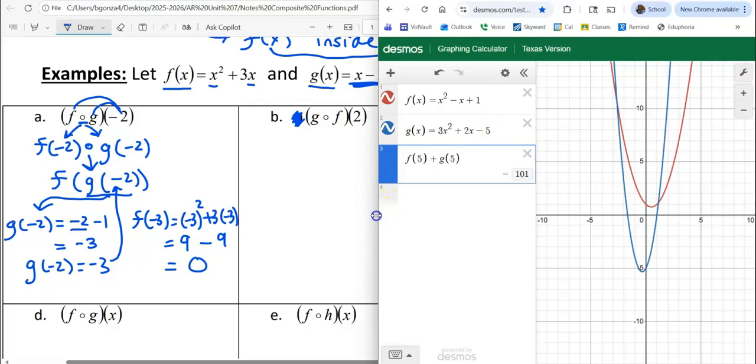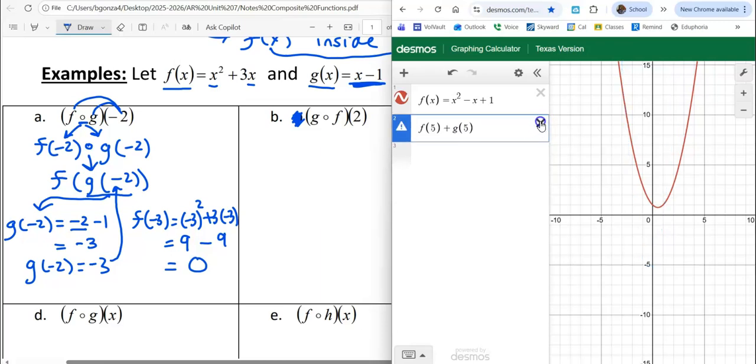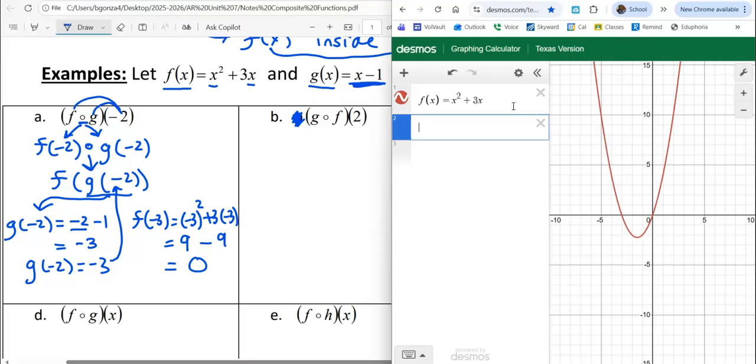Let's type this in. f of x equals x squared plus 3x. This is how you would type it in if you had a Chromebook. You type in the original function into Desmos, right? And then you do the second, g of x, x minus 1. Okay. So far, so good.